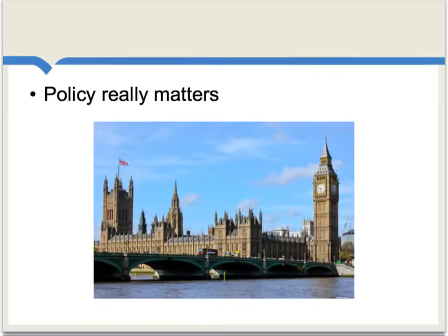Smith then goes on to make another central point of importance for economic reasoning, namely that policy really matters and that the productivity of labor will depend a great deal upon national policy.